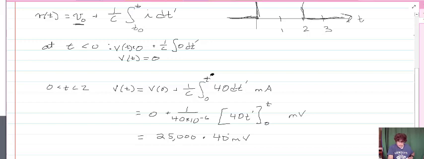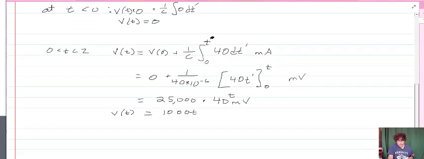Oh, I forgot my t. There's my t. 40t. Which gives me, if I multiply through by the 10 to the negative 3, if I use the milli there, 25,000 times 40 times 10 to the negative 3 is going to give me 1,000 t for t between 0 and 2. So this is V of t for t between 0 and 2.